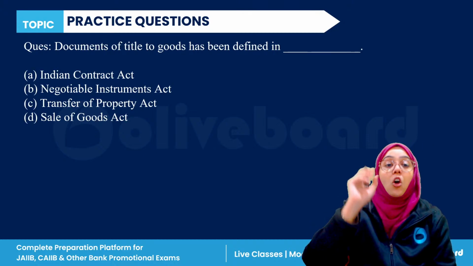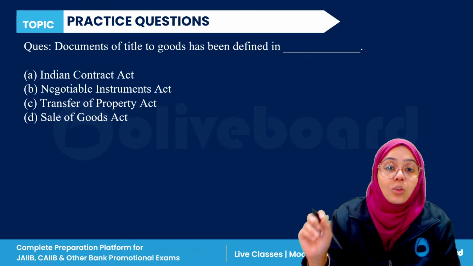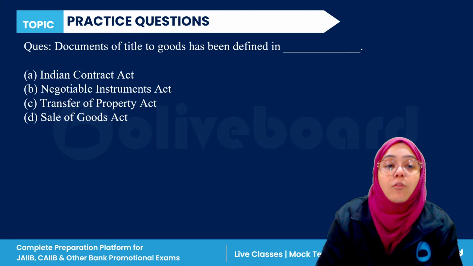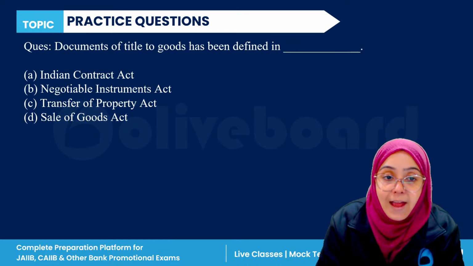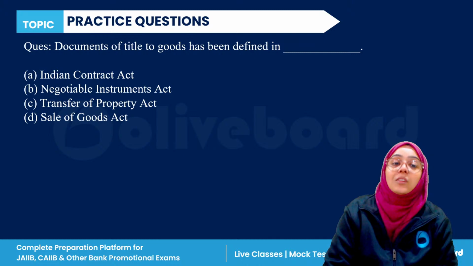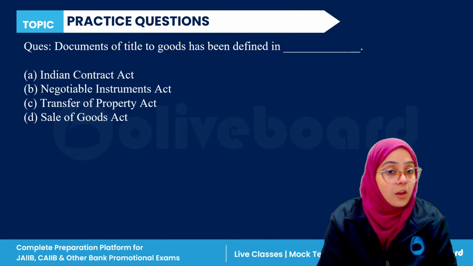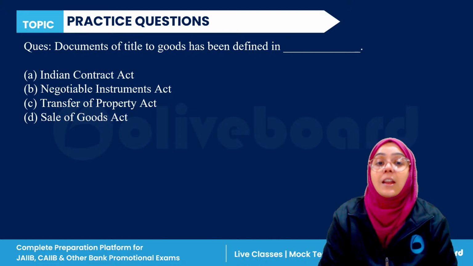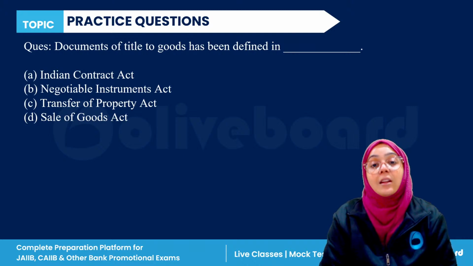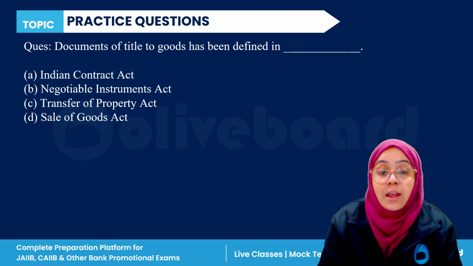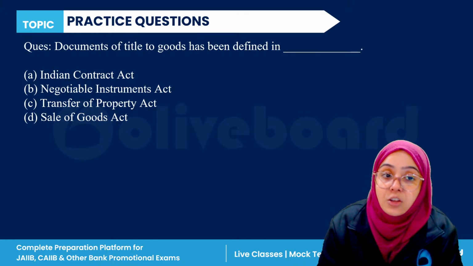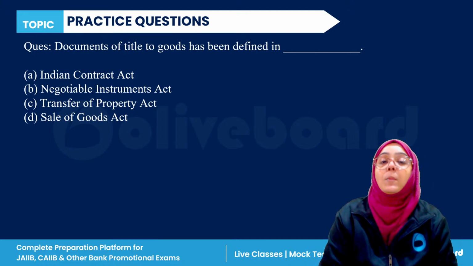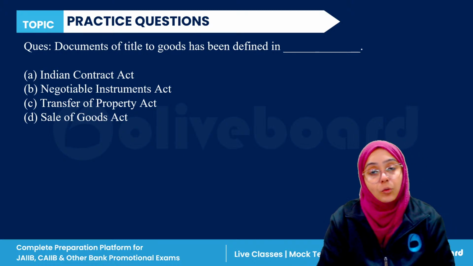Next question. Documents of title to goods have been defined in which of the following acts? Indian Contract Act, Negotiable Instruments Act, Transfer of Property Act, or Sale of Goods Act?